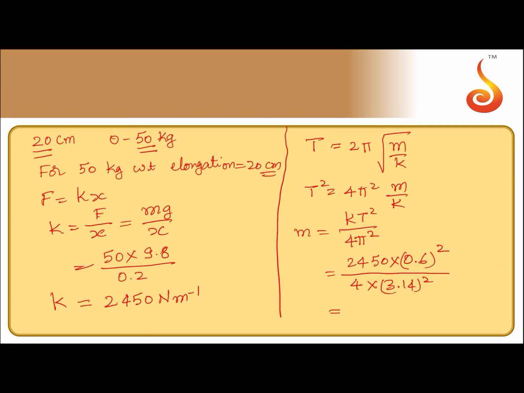You get the mass of the body to be, roughly, this can be taken as 10. This is 245 into 0.36, so this will be 0.9. 245 into 0.9 will be around 22, so it should be 22.3 kg. So weight W is equal to mass into 9.8, that turns out to be 219 Newton. So that is option D.